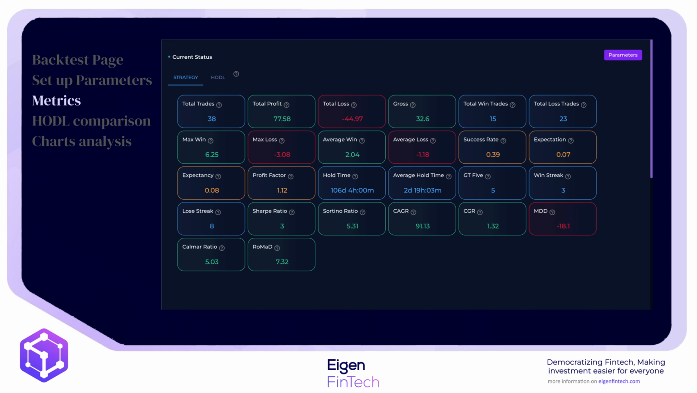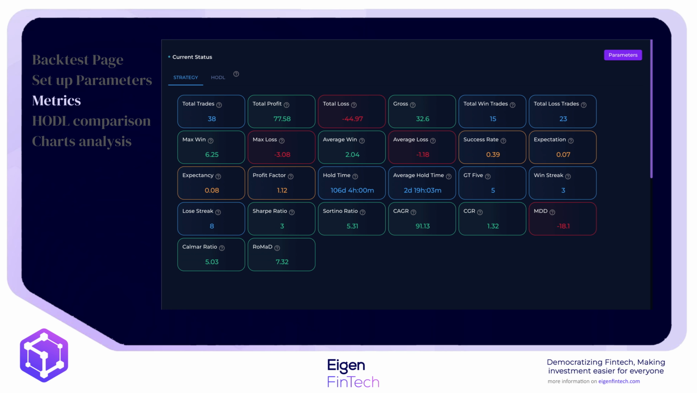Now, about these risk ratios. Sharpe ratio, 3.0. Measures bang for your buck per unit of risk. Anything above 1 is good, above 3 is excellent. Sortino ratio, 5.31. Focuses only on bad volatility, the downsides. Here, higher is always better. You can hover your mouse over the question mark next to each metric to view its definition. A high Sharpe and Sortino means your strategy didn't just win. It won smoothly without wild swings.